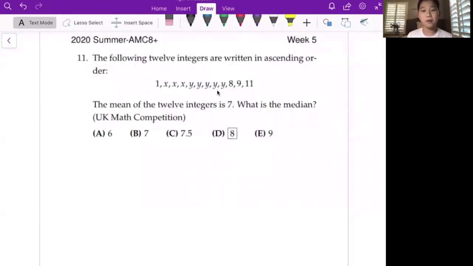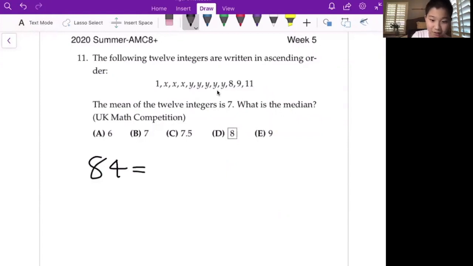Problem 11. The following 12 integers are written in ascending order: 1, x, x, x, y, y, y, y, y, 8, 9, and 11. The mean of the 12 integers is 7. What is the median? So the mean of 12 integers is 7. Let's use that. The mean is the sum divided by the number of integers. So that's sum divided by 12. So sum is equal to 12 times 7, which is 84.